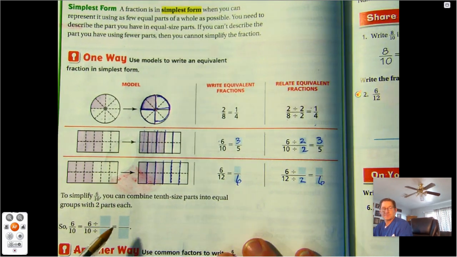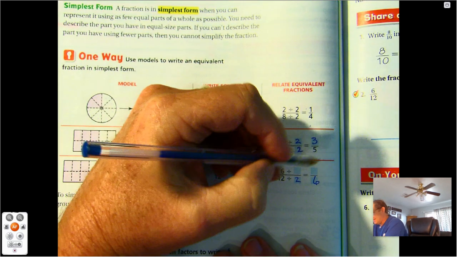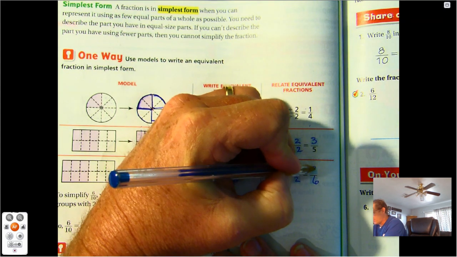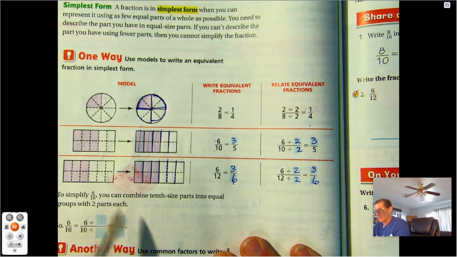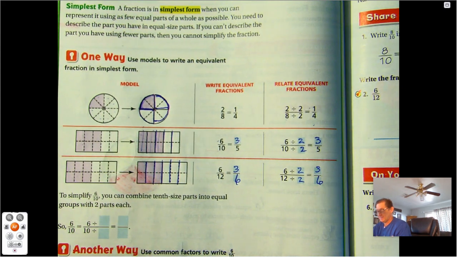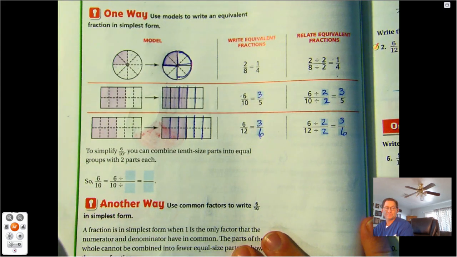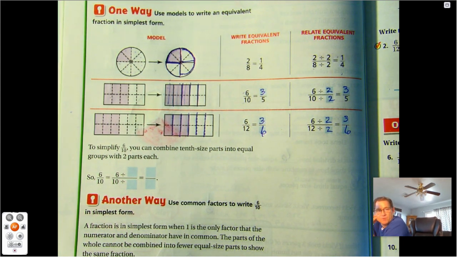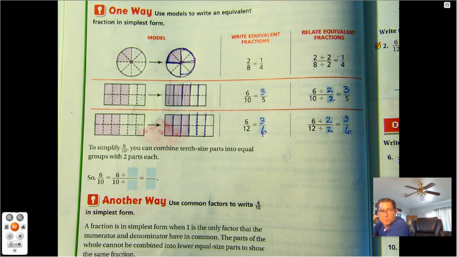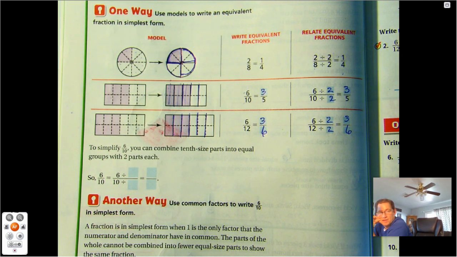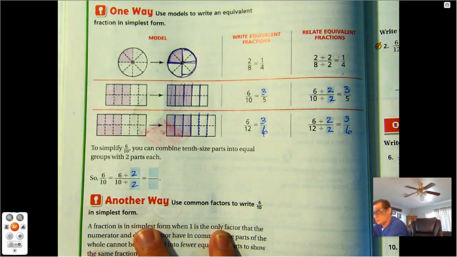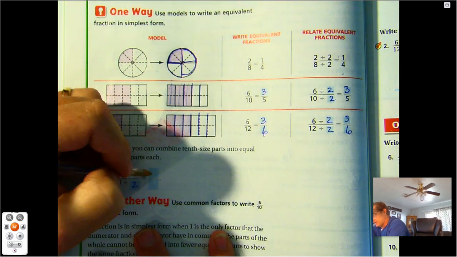And we're going to divide the numerator, the 6 pieces here, by the same factor of 2. And 6 divided by 2 is 3. So we now have 3/6 shaded. So to simplify 6/10, you can combine 10th size parts into equal groups with 2 parts each. So 6/10 divided by 2 parts each leaves me 3/5.